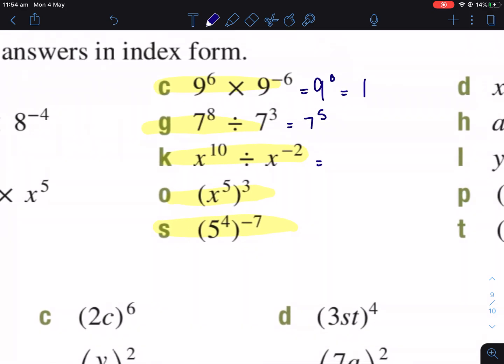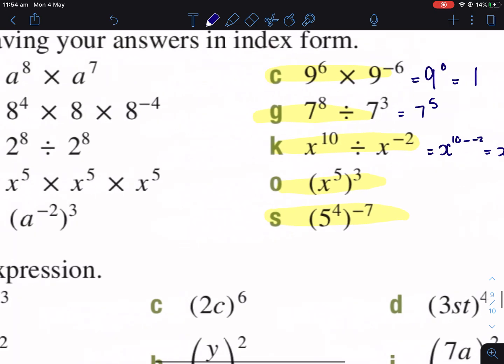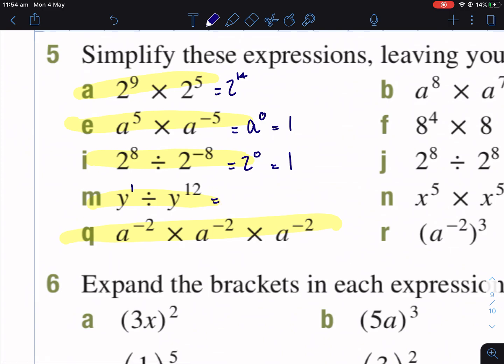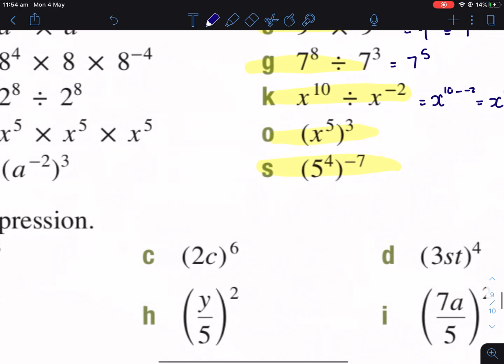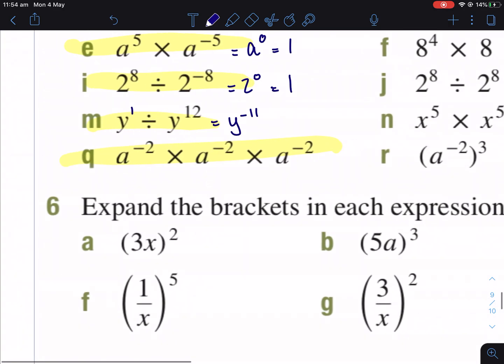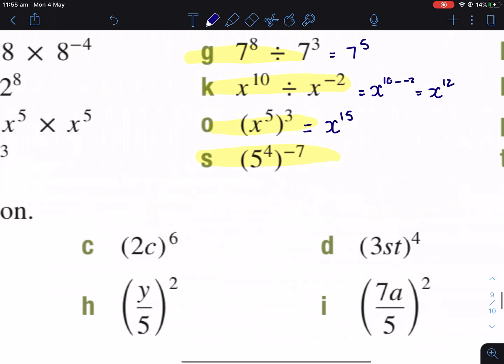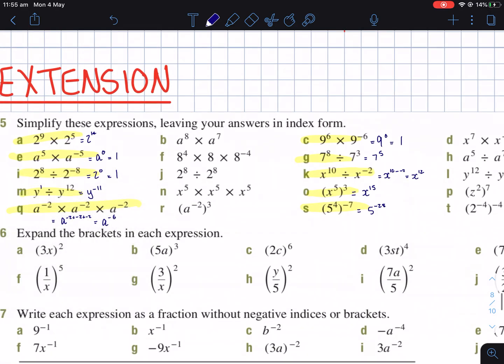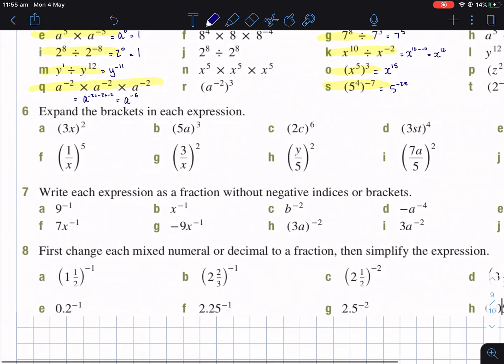10 take negative 2, 12. 1 take 12, negative 11. You multiply 5 times 3, 15. And I'm going to add these, so negative 2 plus negative 2 plus negative 2, negative 6. Multiply, negative 28. Leaving in index form so we don't put them in brackets, in fractions if they're negative.